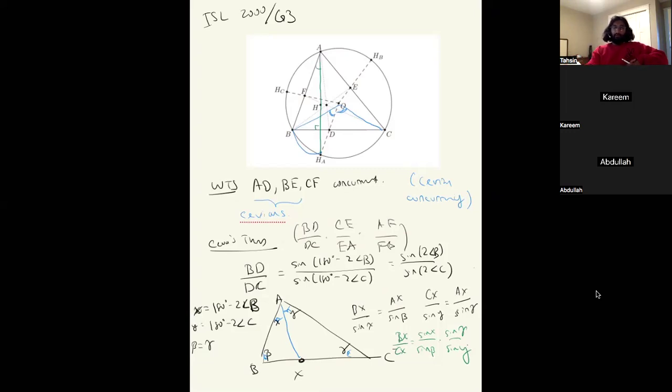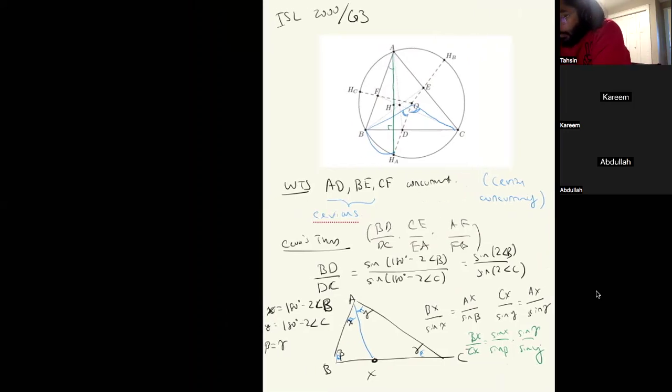Okay, so any questions or comments on this? No. So one thing I wanted to maybe review one time. Have you guys seen the proof? Do you guys know about this 9-point circle? Have you seen the proof of this? No. Okay, so let's look at the 9-point circle.